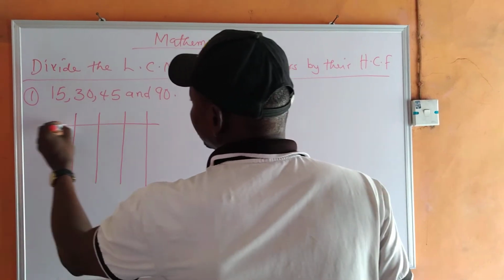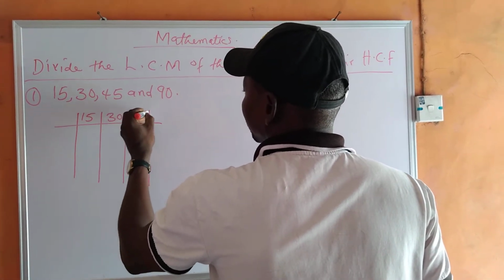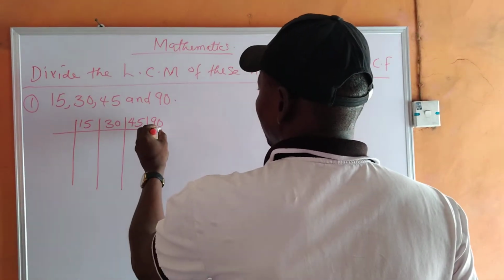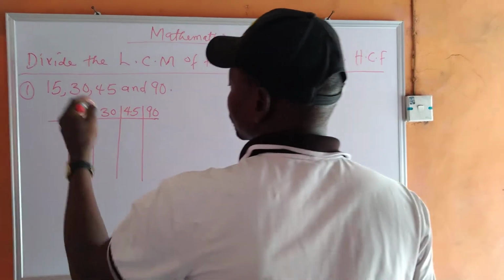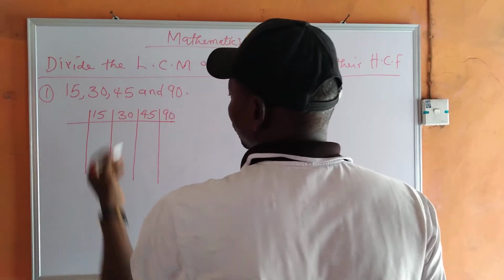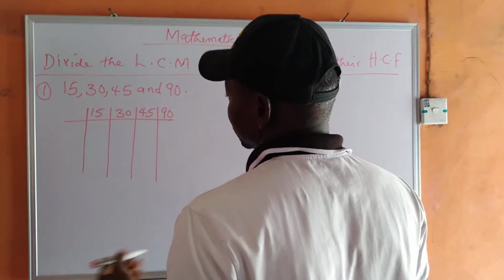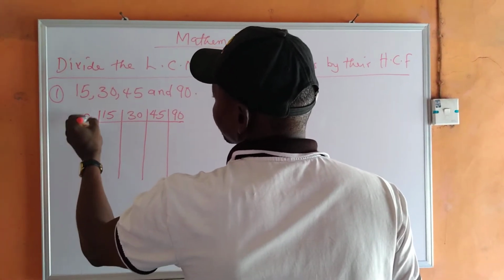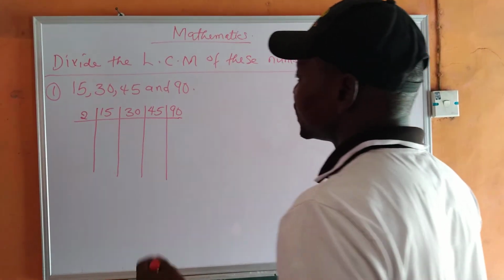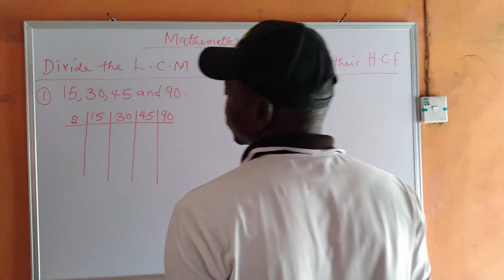in this manner. We have 15, 30, 45, 90. So we look for factors that can divide them without remainder, all through. We look for the simplest factor first that can divide them. If we look at 2 here, we know 2 cannot go into 15. Since it's L.C.M, we are still looking for the least common multiple of 15, 30, 45. So we divide through by 2 first.